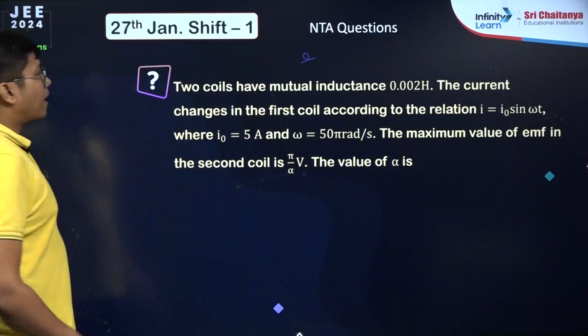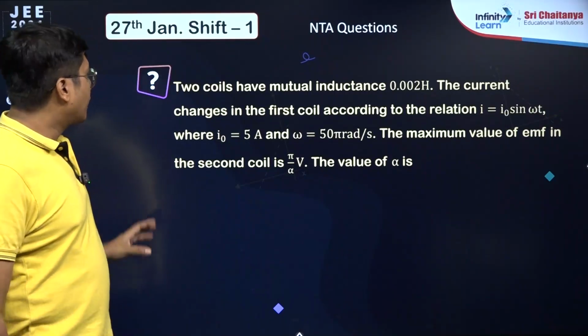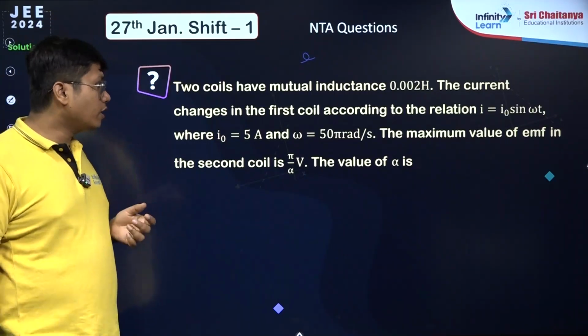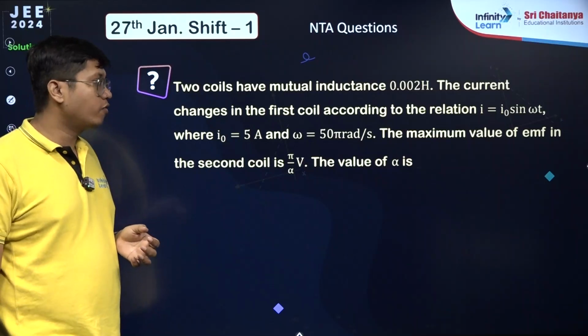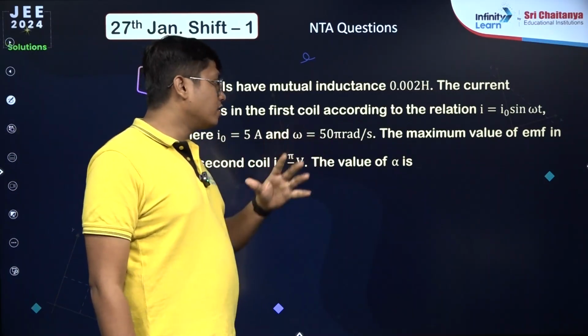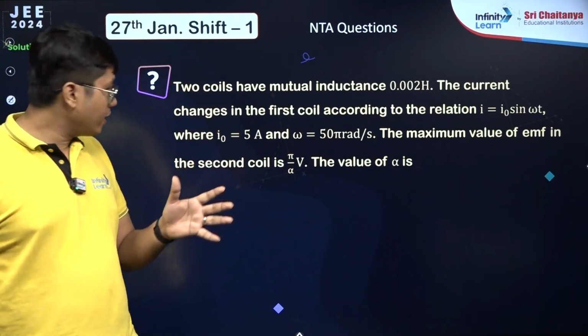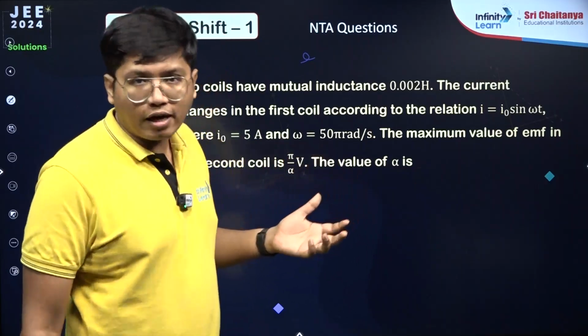It says two coils have mutual inductance of 0.002 Henry. The current changes in the first coil according to the relation I is equal to I naught sine of omega t, where I naught is 5 amperes, omega is 50 pi radians per second. Maximum value of EMF in the second coil is pi by alpha volts. What is the value of that alpha?